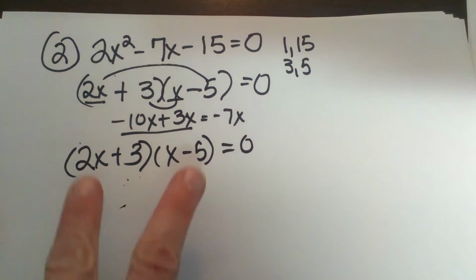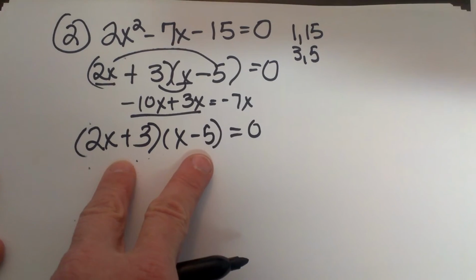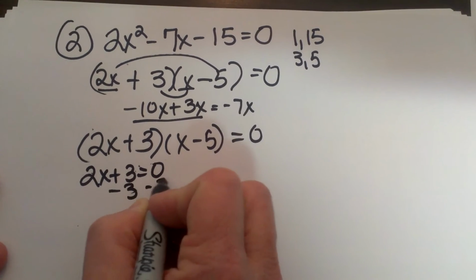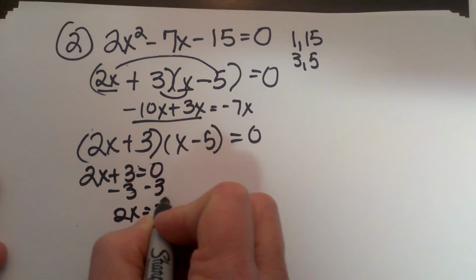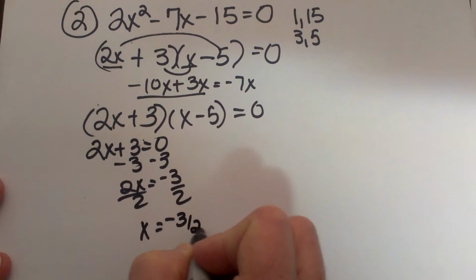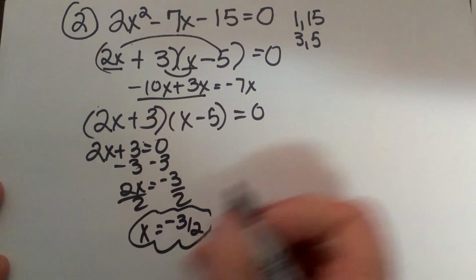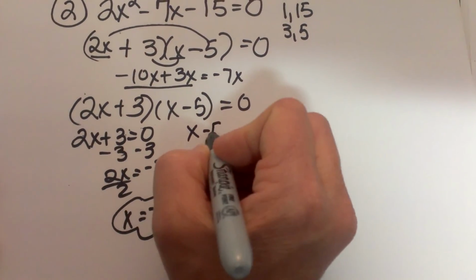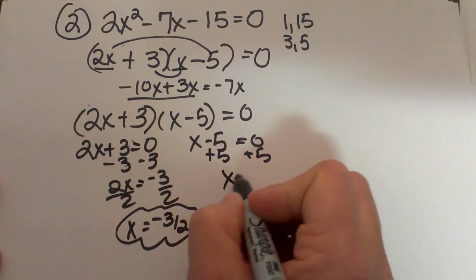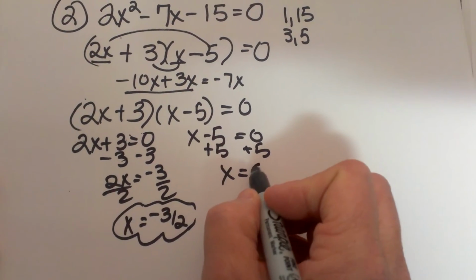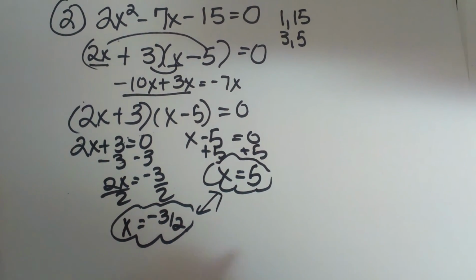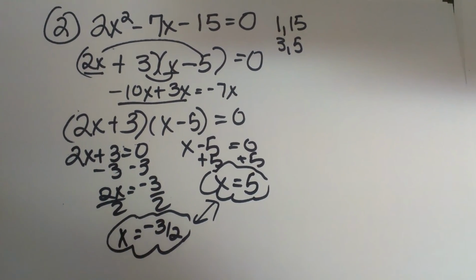Okay, now I have to look at my two cases. When are these equal to 0? Well, if 2x plus 3 is equal to 0, then I subtract 3 from both sides, and I have to divide by 2. So that means x would be negative 3 halves. So there's one solution. Let's go look at the second solution, x minus 5. When is it equal to 0? Well, this one's an easy one. There's no fraction, no division. I can just bring it down, add 5 to both sides, so x is 5. And there are my two solutions to my quadratic. And this is just one of the many ways to solve a quadratic.